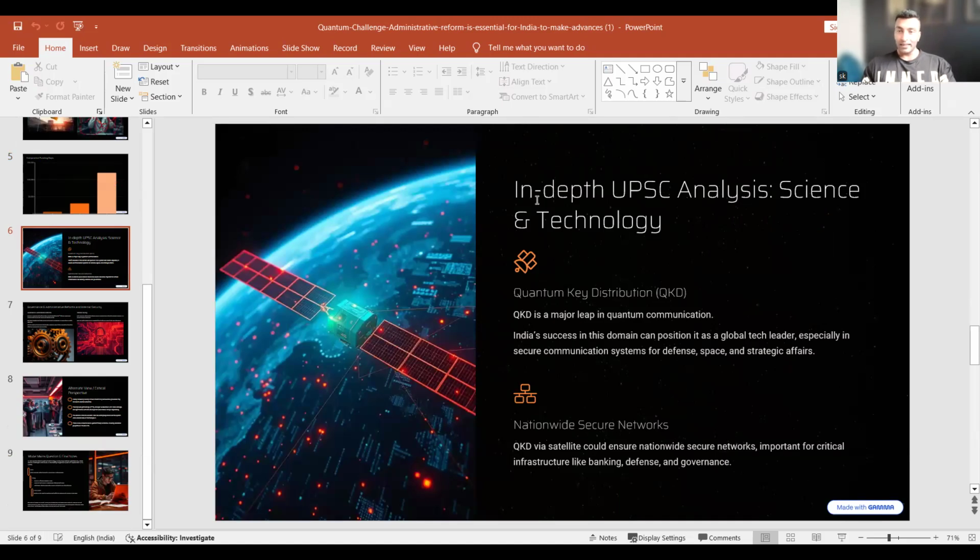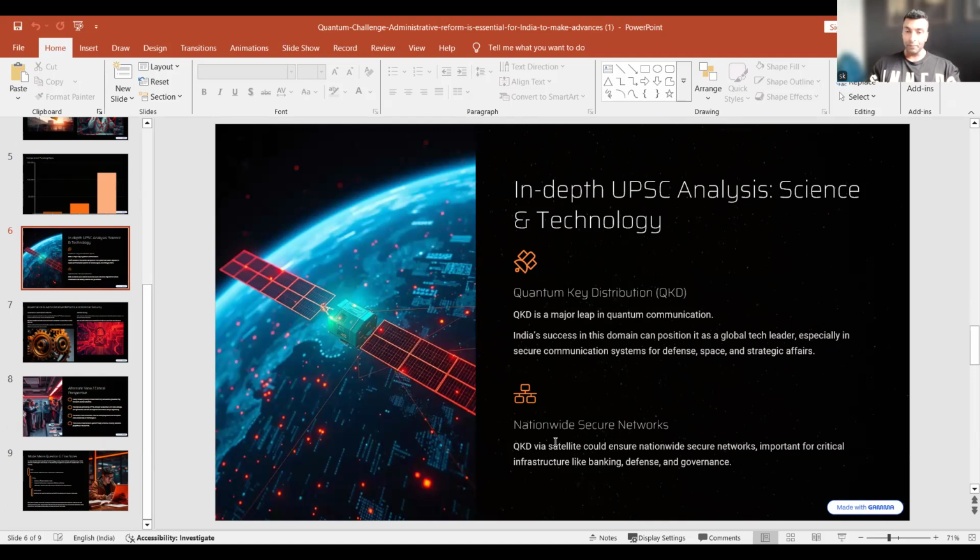Okay, now let's look at the science and tech part. There can be questions related to this also, the quantum key distribution, QKD. It's a major leap in quantum communication, and India's success in this domain can position it as a global tech leader, especially in secure communication systems for defense, space, and strategic affairs. So you can write all these.